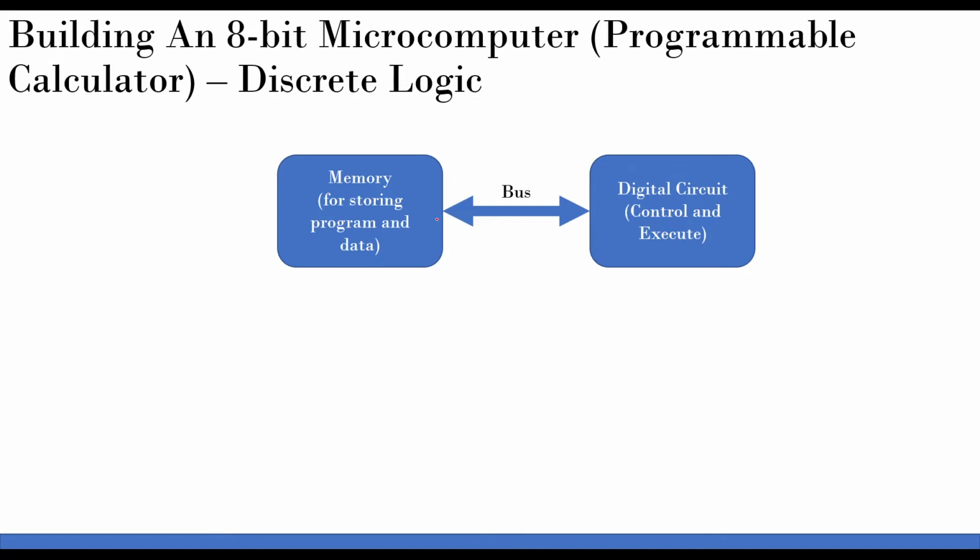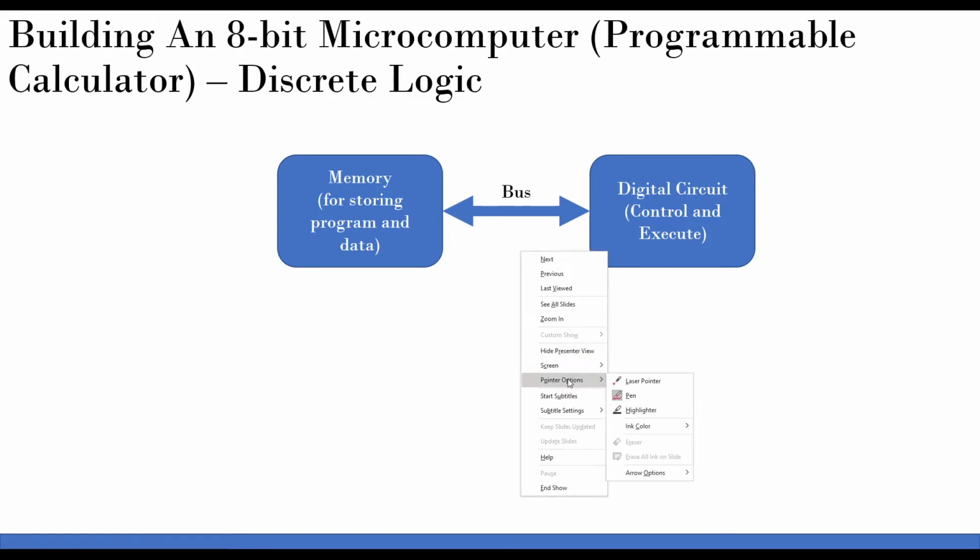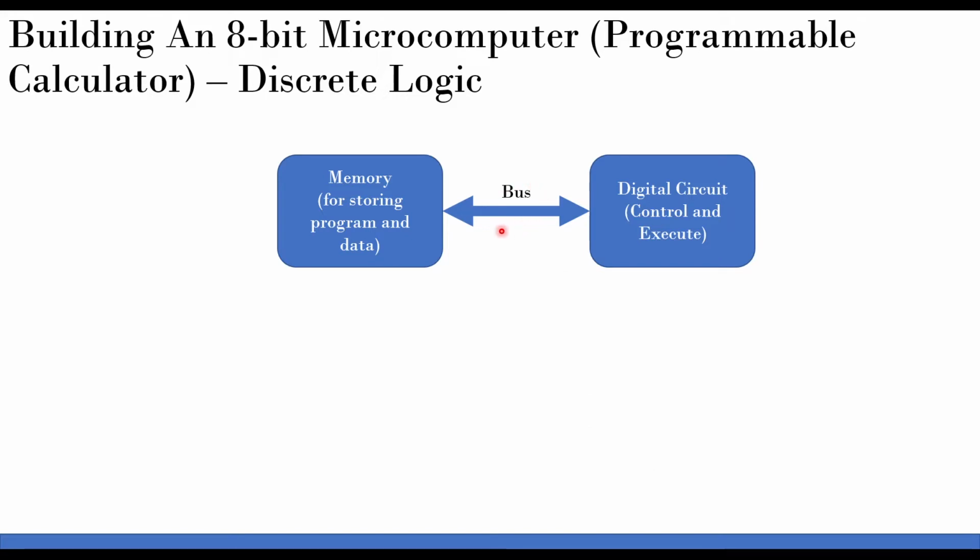Okay, you can just imagine a set of wires connecting the memory to the digital circuitry, which is what we typically call the bus. The basic important thing about the bus is that it is sometimes the bottleneck of the speed of a computer system. Okay, so I'll give an example.